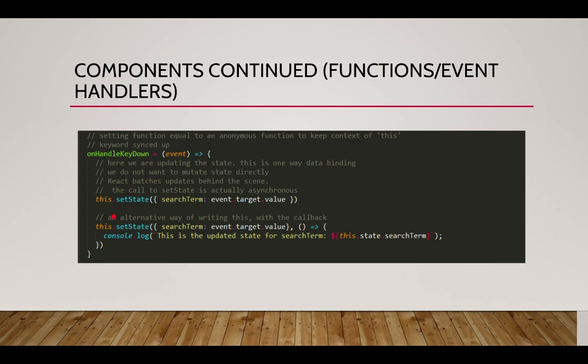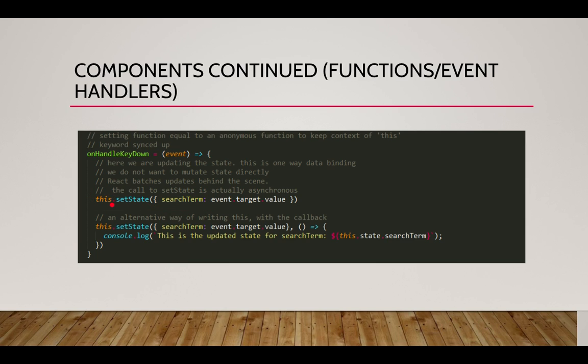Okay, there's two different ways to write this. There's actually three, I'm just going to talk about two. This first one is setState. This is referring to the component. The first one takes in an argument of an object. Here we're just saying we want to update searchTerm to event.target.value. This is just going to be the current value of an input field or a text area, whatever it might be. So this is going to update the state.